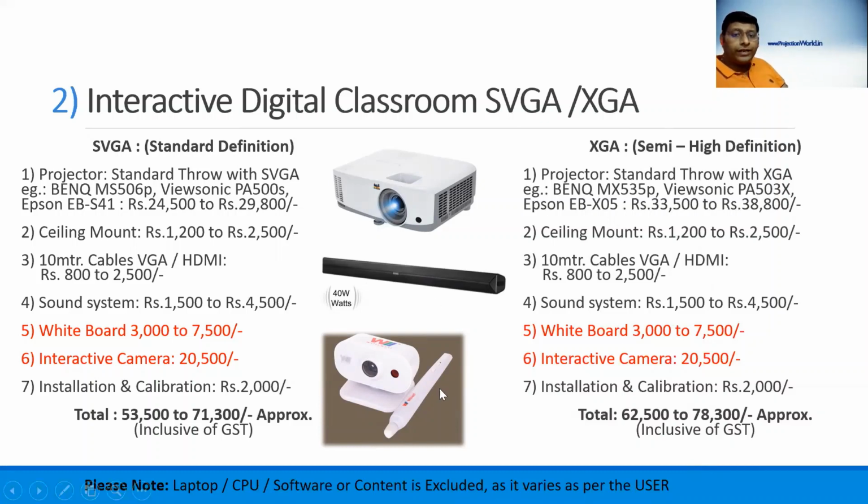The advantage of interactive is that you can annotate your studies, which will be more performance driven, and you get a stylus with this. This range starts from 53,500 to 71,300, and this one is 62,500 to 78,300, for SVGA and XGA.